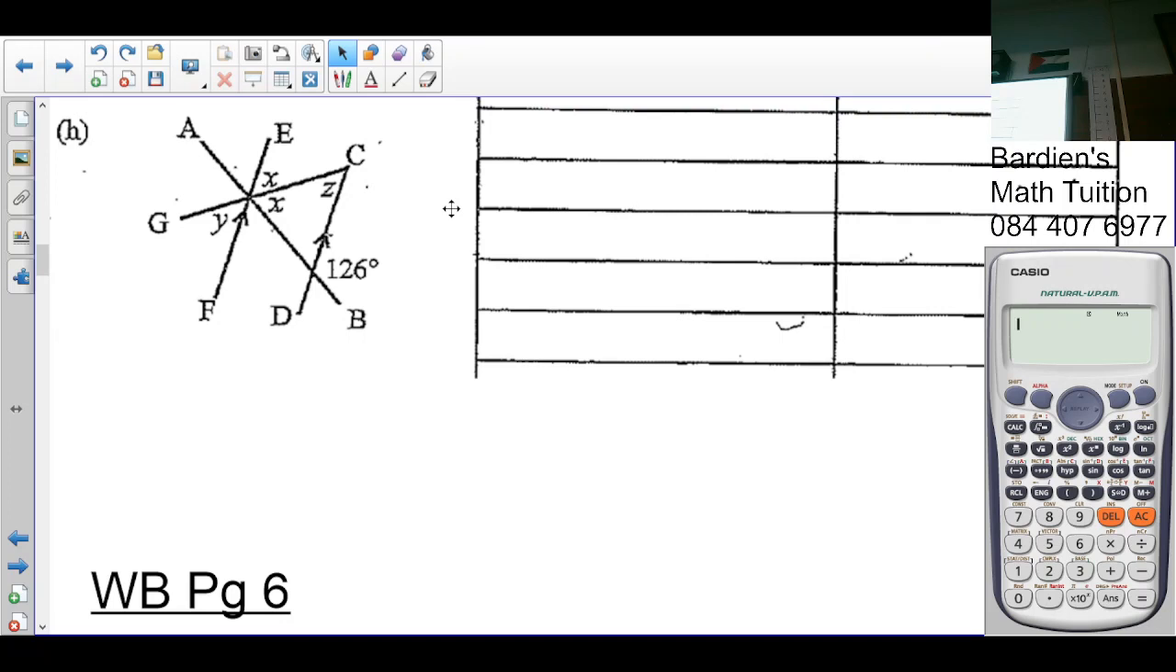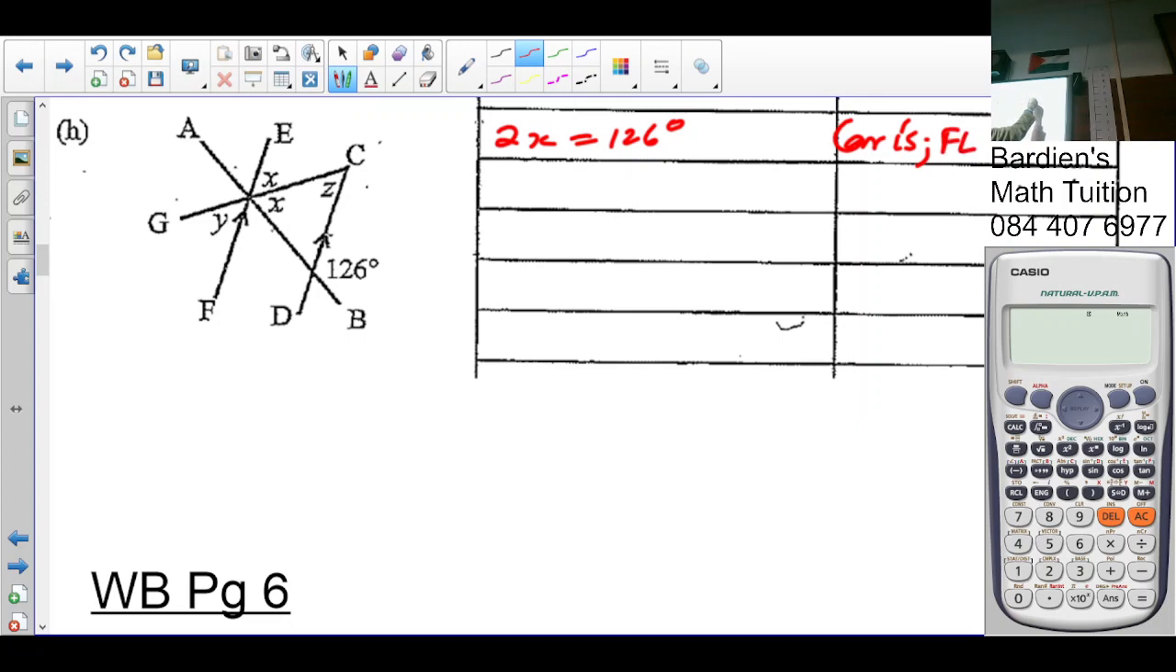So we see that to calculate x, it's going to be corresponding angles. Not so? That angle is equal. You guys understand? So I say x plus x is equal to 126. Or I could have just said 2x is equal to 126. Why? Corresponding angles with FE being parallel to CD. It's important to get the right set of parallel lines that are parallel.